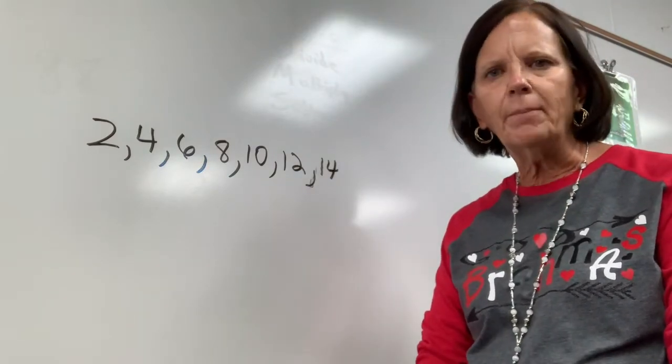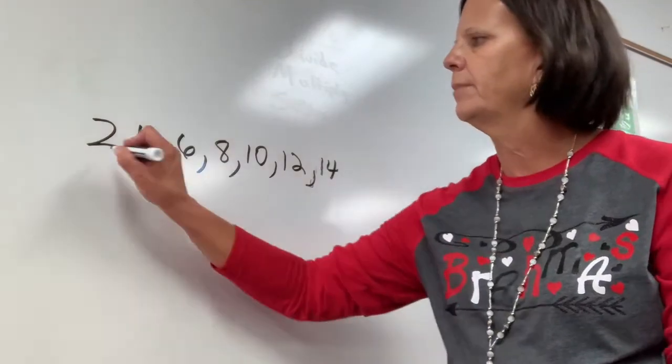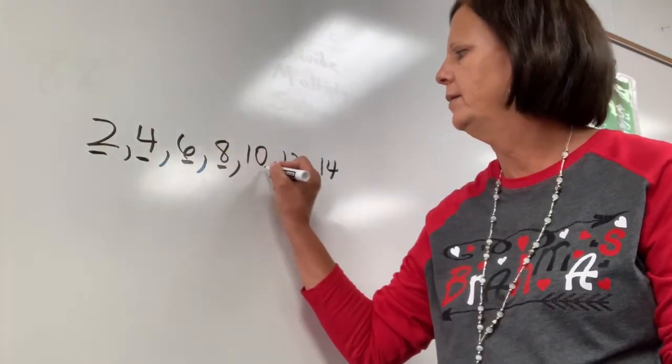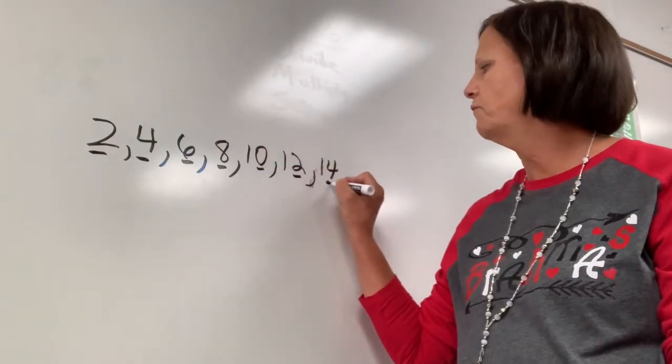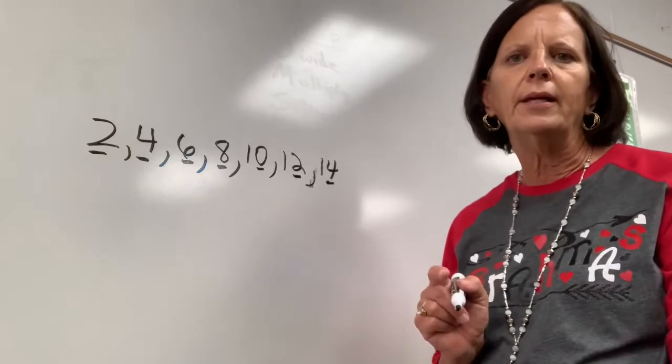Now here's the neat part. If I look in the ones place of all of those numbers, I'm either going to have a 2, a 4, a 6, an 8, or a 0. Or I could say they're even.